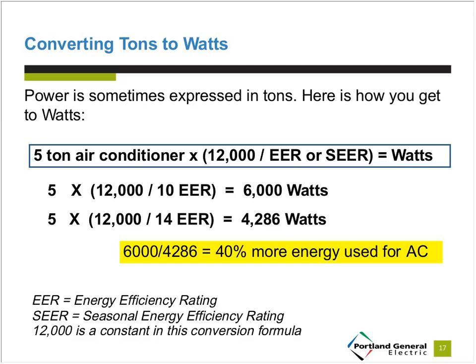Why is that important? Because the 6,000 unit compared to the 4,286 unit is 40% more energy every month that you're using the air conditioning. That's a big difference and a big savings. You might be willing to spend a little more money for that more efficient unit when you can get this kind of a change in your energy bill.